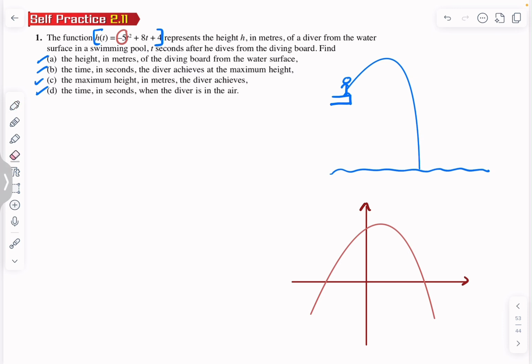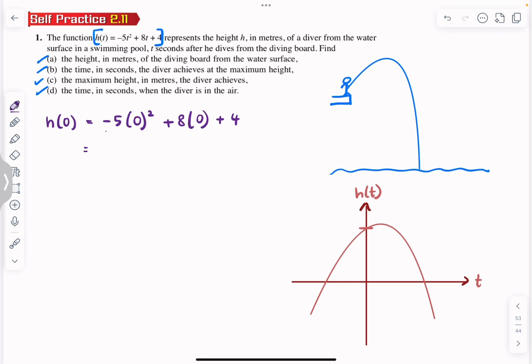So from here, let's figure out what is our y-intercept. To find out what's the y-intercept, our x value is 0. Here they didn't give you x and y, they gave us t against h(t). So to find this value, t is 0. So first we find h(0). So -5 times 0 squared plus 8 times 0 plus 4. So this will be 0, this will be 0, we'll get 4. So the y-intercept is 4.